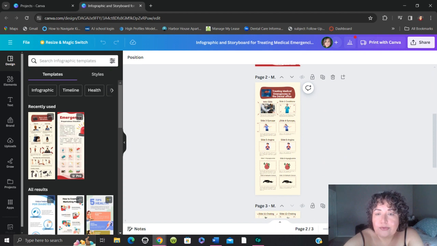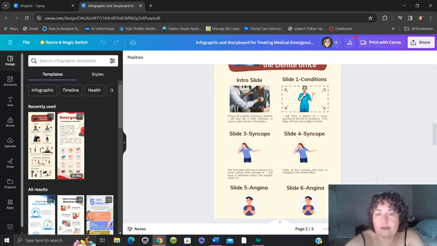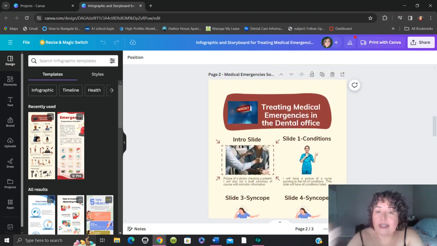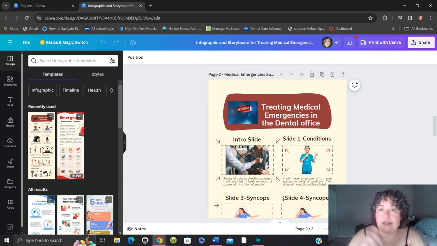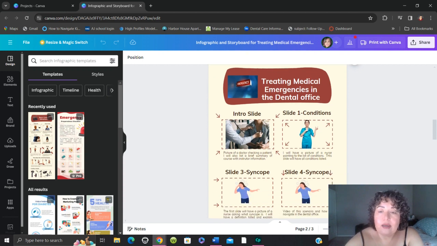On page 2, I'm going to zoom in on this. This is my storyboard. So I have a slide-by-slide story of how this is going to unfold when I proceed with my presentation. I have my intro slide, which was what I listed, the picture of a doctor checking the patient with a brief summary of what the presentation would be about.